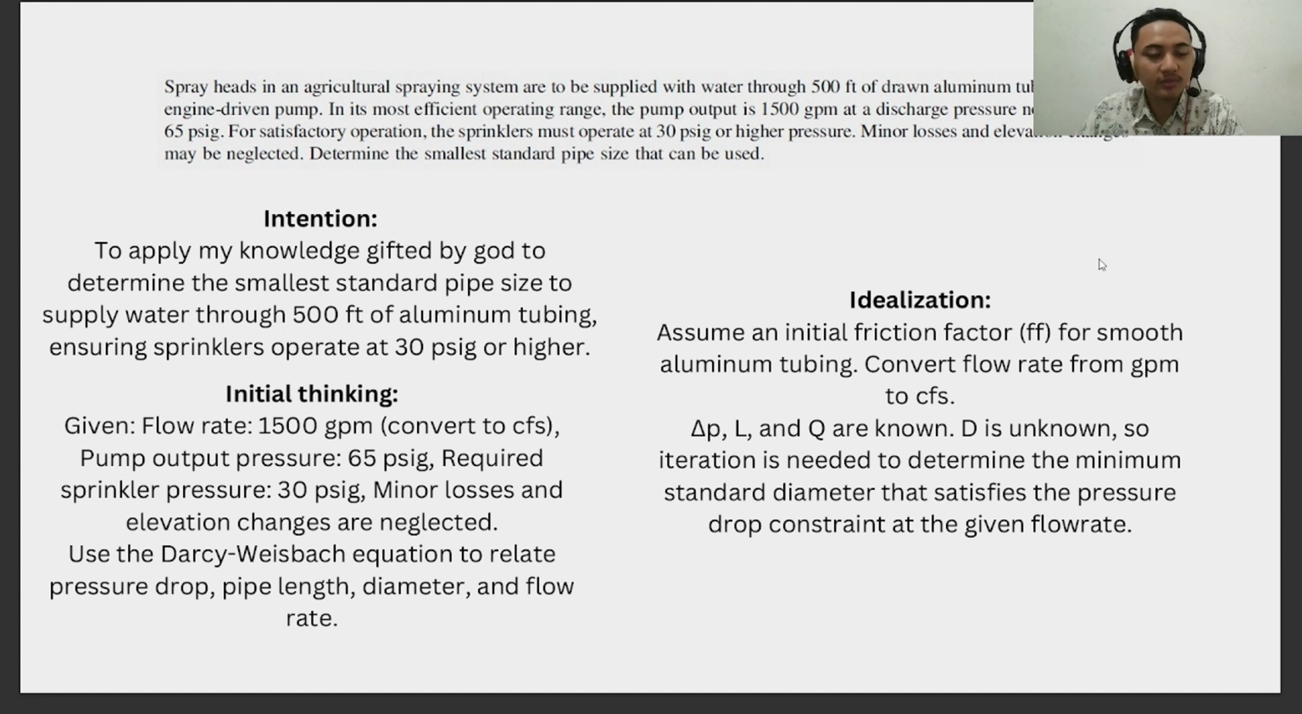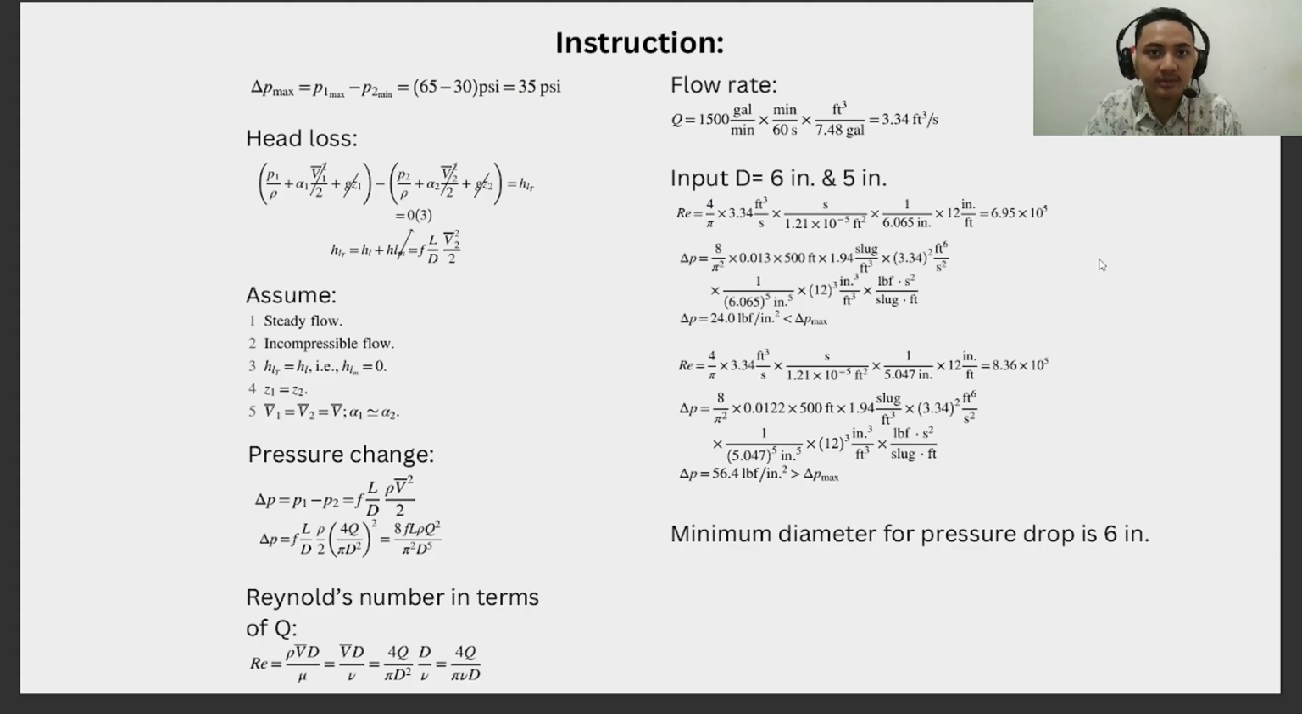Then we use the Darcy-Weisbach equation to relate pressure drop, pipe length, diameter, and flow rate. And then in idealization, we assume an initial friction factor for smooth aluminum tubing and convert the flow rate from gallons per minute to cubic feet per second. And then delta P, L, and Q are known, D is unknown, so iteration is needed to determine the minimum standard diameter that satisfies the pressure drop constraint at the given flow rate.